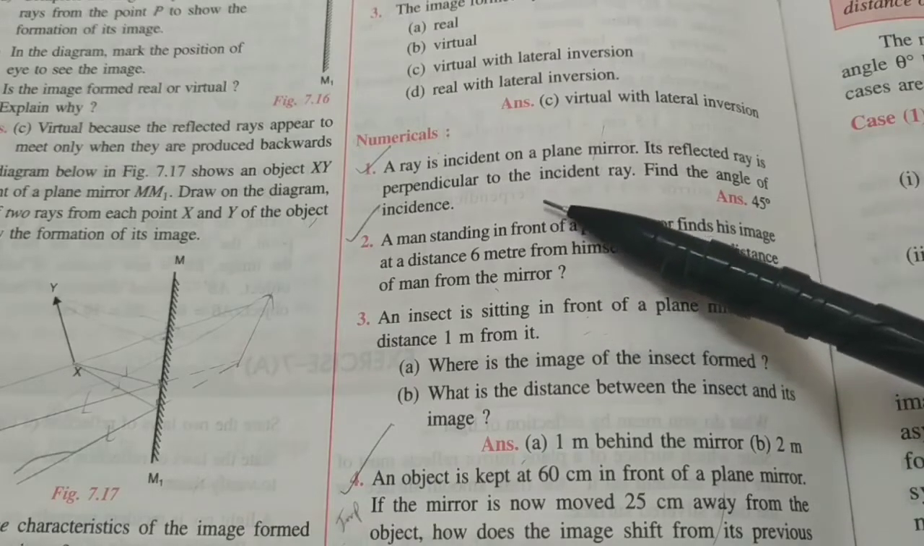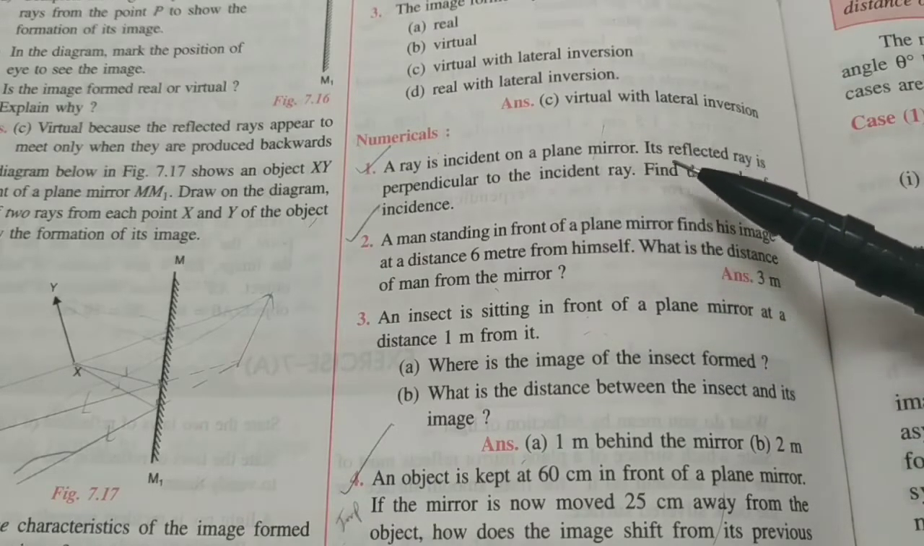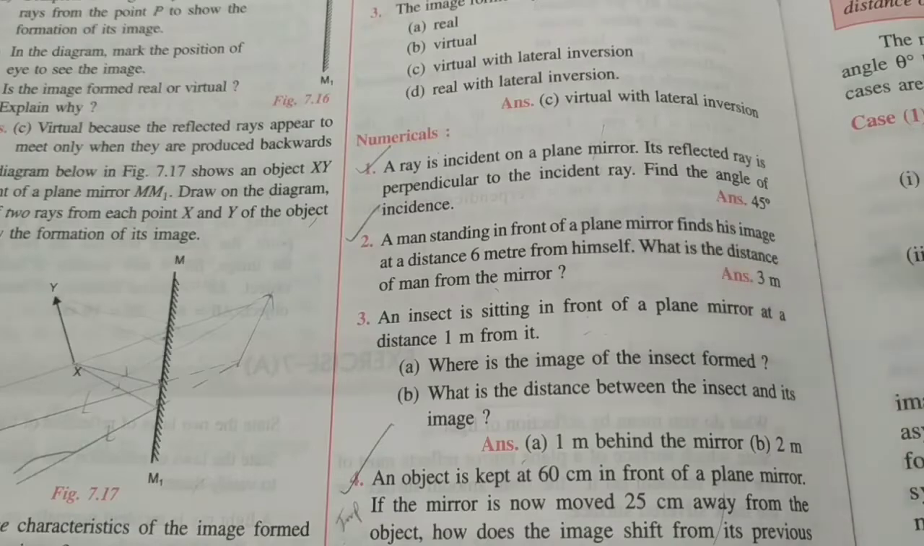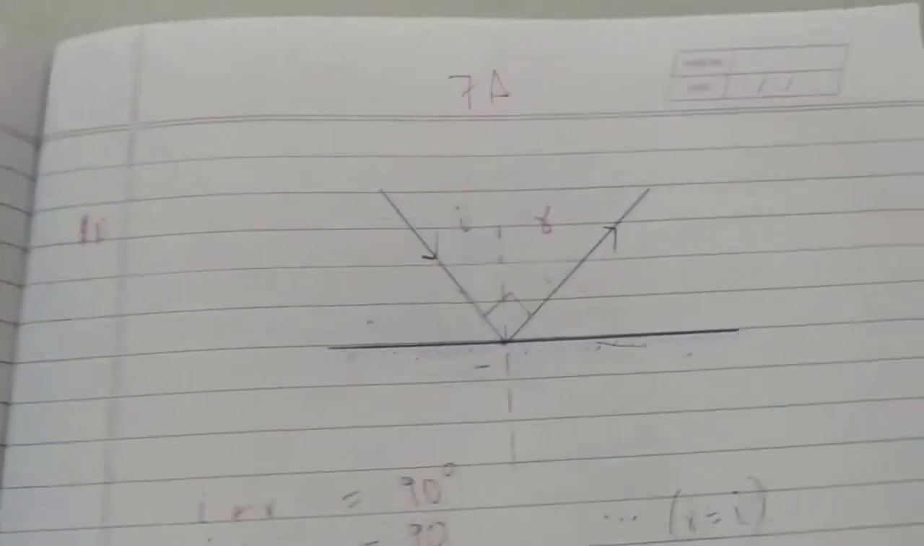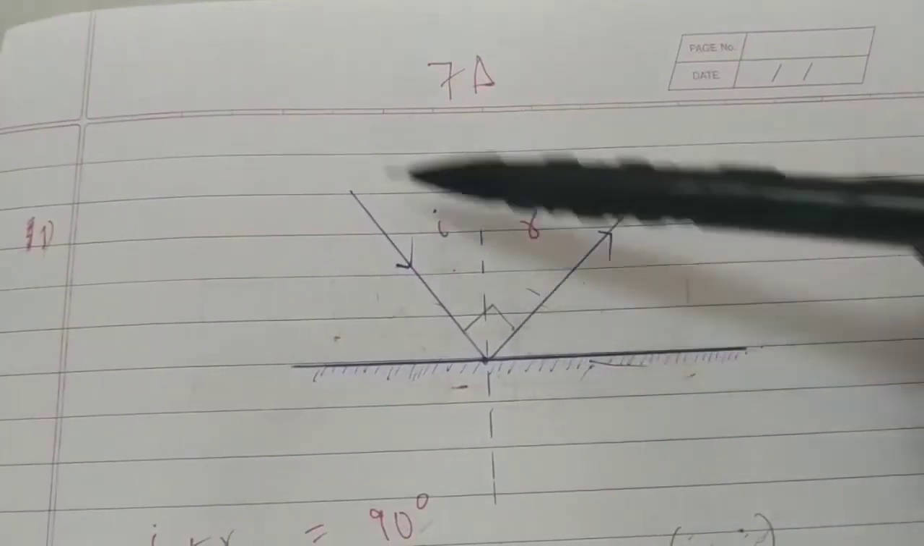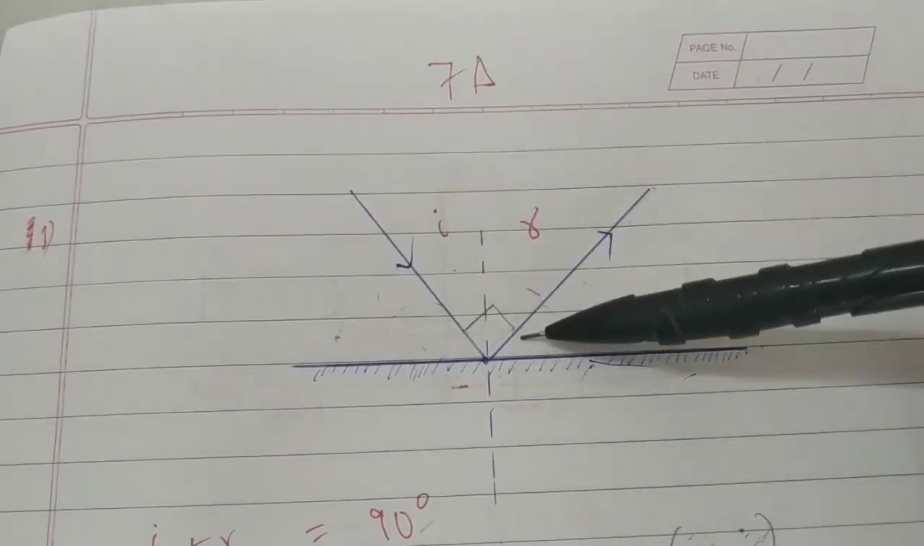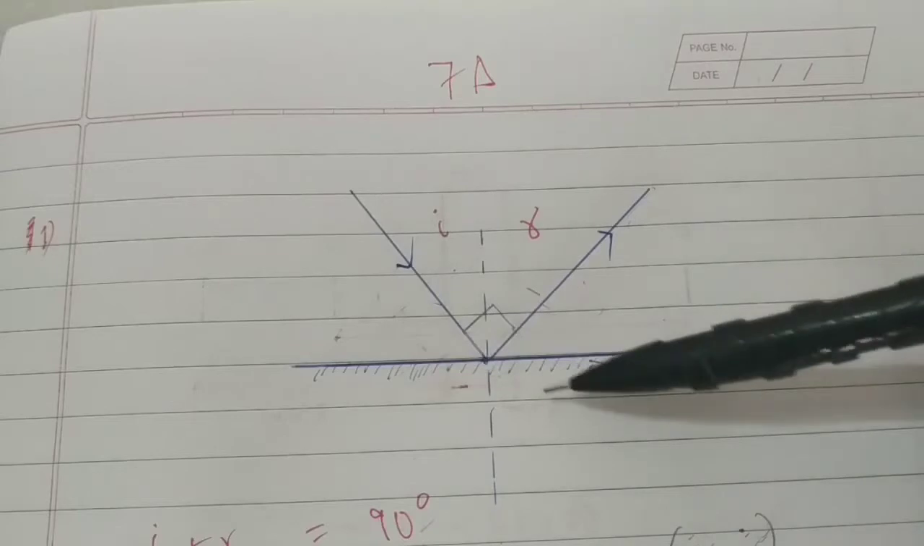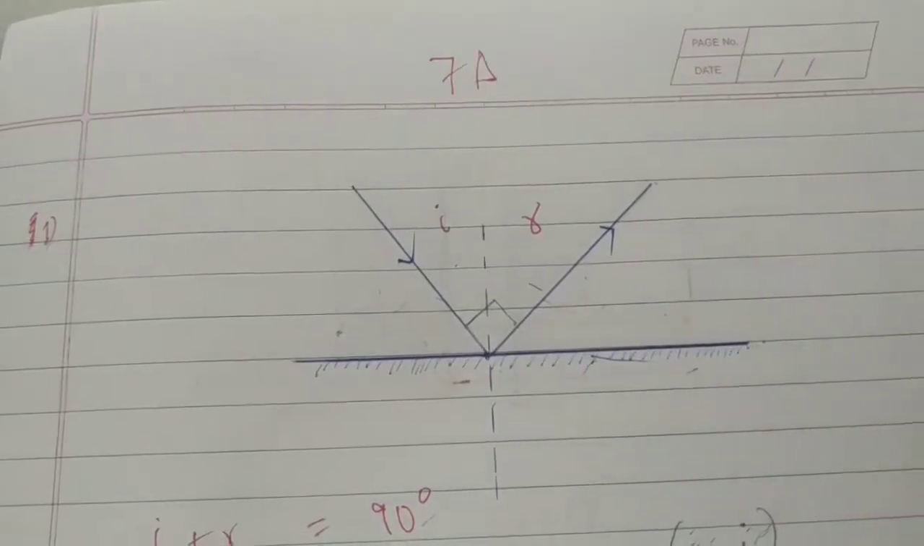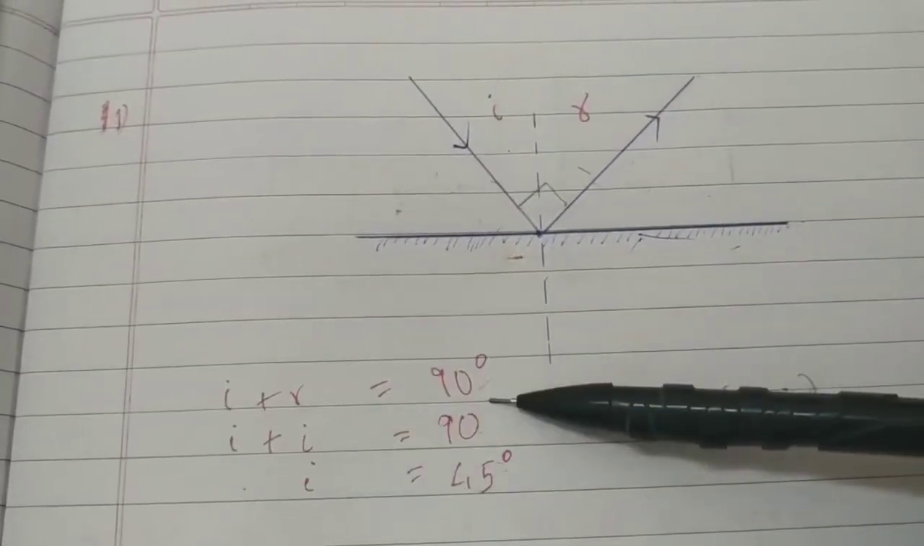A ray is incident on a plane mirror. Its reflected ray is perpendicular to the incident ray. This means that the total angle between the incident ray and the reflected ray is 90 degrees. Now when we draw the diagram, you have to show the silvering as well. So I plus R is equal to 90.